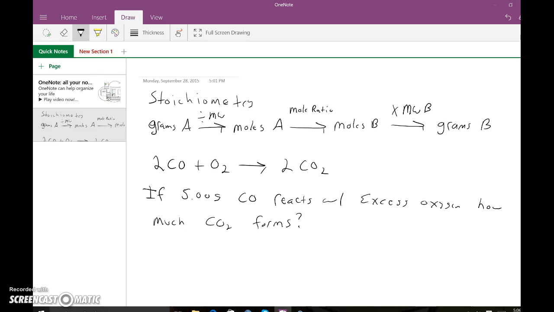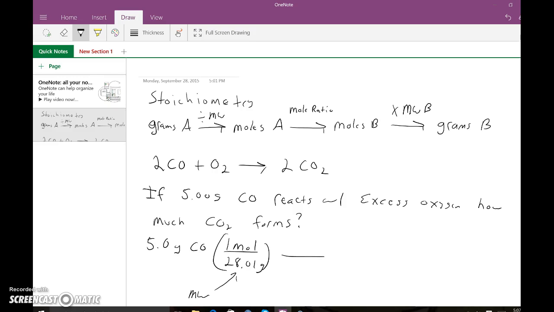So what I'm doing here is I'm just converting between CO and CO2. And since I said excess oxygen, that means I don't even need to worry about it. So alright, first thing we do is we start with our given. We have 5 grams of CO. 1 mole is 28.01 grams. This is the molecular weight.